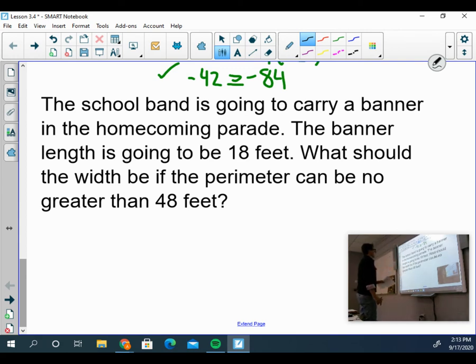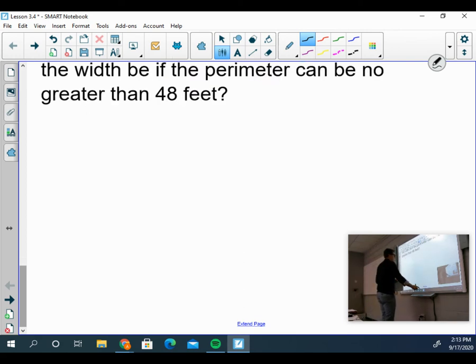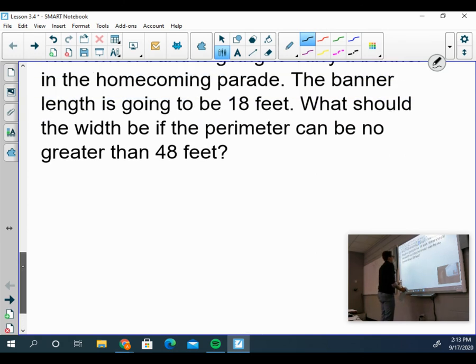The school band is going to carry a banner in the homecoming parade. The banner length is going to be 18 feet. What should the width be if the perimeter can be no greater than 48 feet?